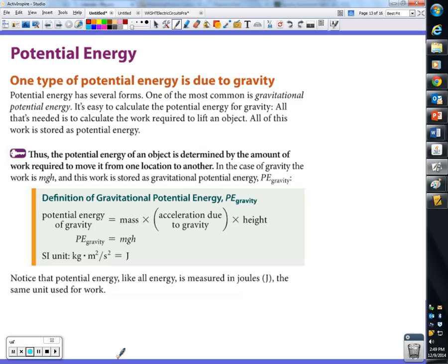While kinetic energy is energy of motion, by virtue of the fact that something is moving, it has the ability to move or change other things, potential energy is energy of position. While we're not changing an object's motion and its ability to move or change other objects, we are changing its position. And that then allows it to potentially move or change other objects.